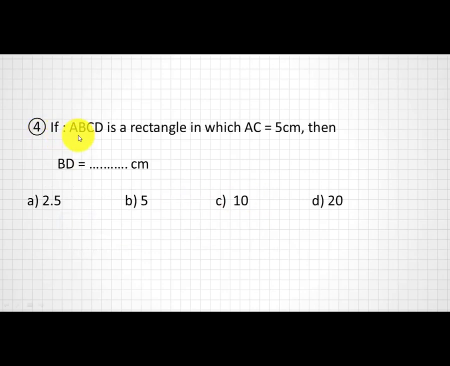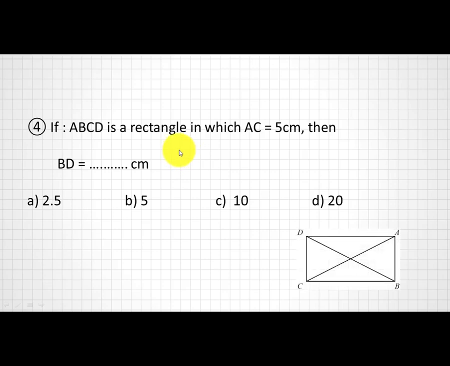Number 4. If ABCD is a rectangle in which AC equals 5 cm, then BD equals what? I have a rectangle ABCD. AC is a diagonal equal 5 cm. I know that diagonals of rectangle are equal in length. Then AC equals DB. Then BD equals what? Also 5 cm.